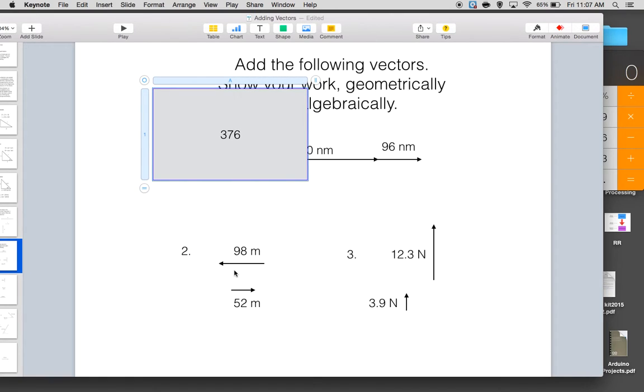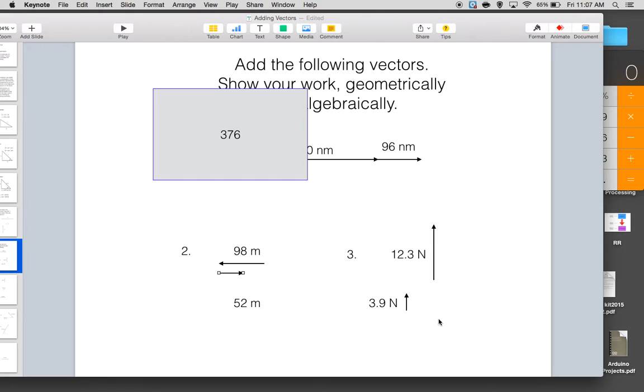For problem 2, you can see that these are in the opposite direction, so we want to subtract, and the resultant vector will be to the left. You could do 52 minus 98 and see that you get a negative value, which indicates to the left. Or you can graphically notice that the piece that's left over once you subtract will be this one, the larger vector, which is pointed to the left, and just recognize that your answer will be to the left.